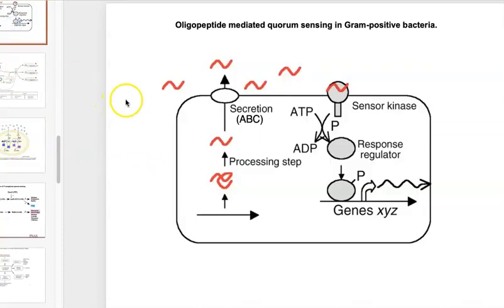So this slide is just an overview of the oligopeptide-mediated quorum sensing in gram-positives. The microbes will produce these short little peptides that get processed and then pumped out of the cell by these ABC-type secretion mechanisms, ATP binding cassette secretion mechanisms. And then they have a two-component system usually that recognizes the peptide. Here's the peptide. Here's the sensor kinase, the first component, and it autophosphorylates when it detects this peptide. Then it can transfer the phosphate to a response regulator, and then the response regulator in its phosphorylated state can activate or turn off genes.